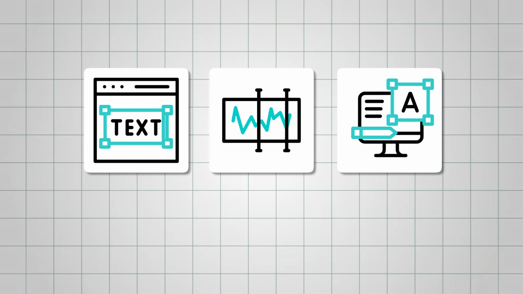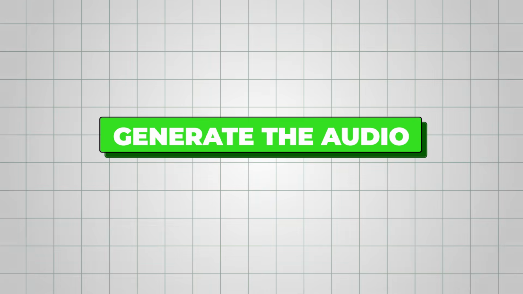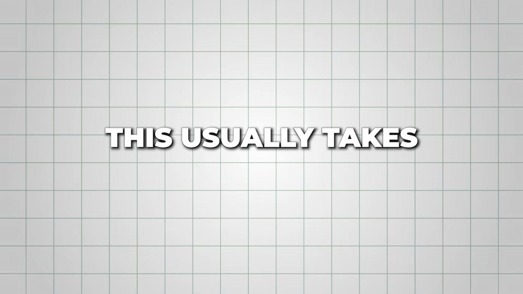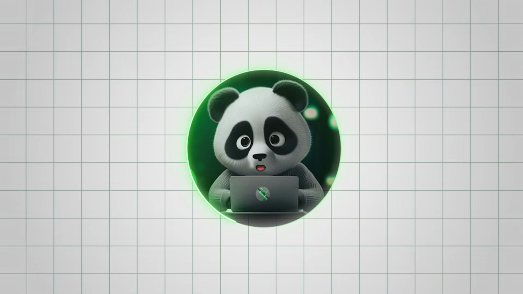Now we've got our text, our voice, and our style instructions set. Let's generate the audio. You'll see a small loading indicator while the AI processes everything. This usually takes a few seconds, maybe up to 10 or 15 seconds for longer scripts.